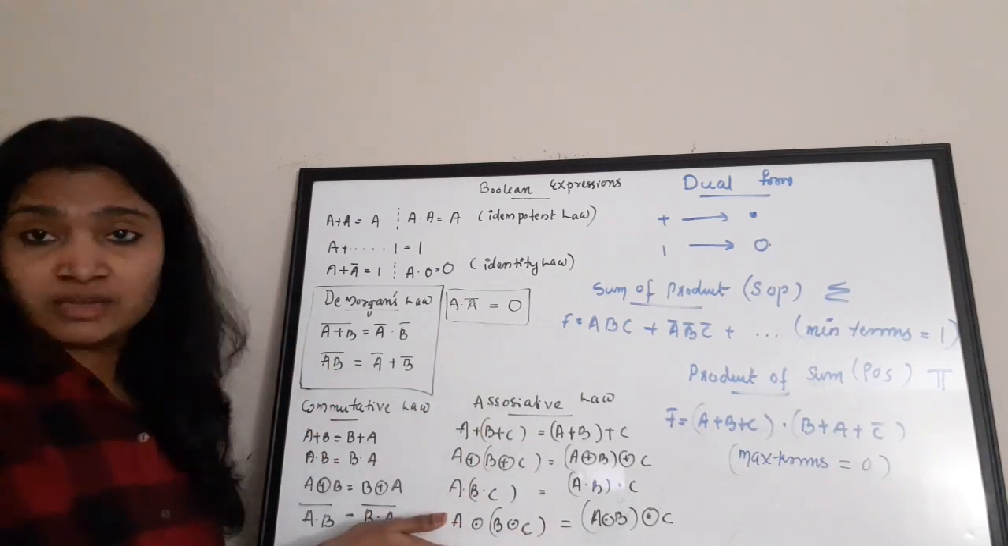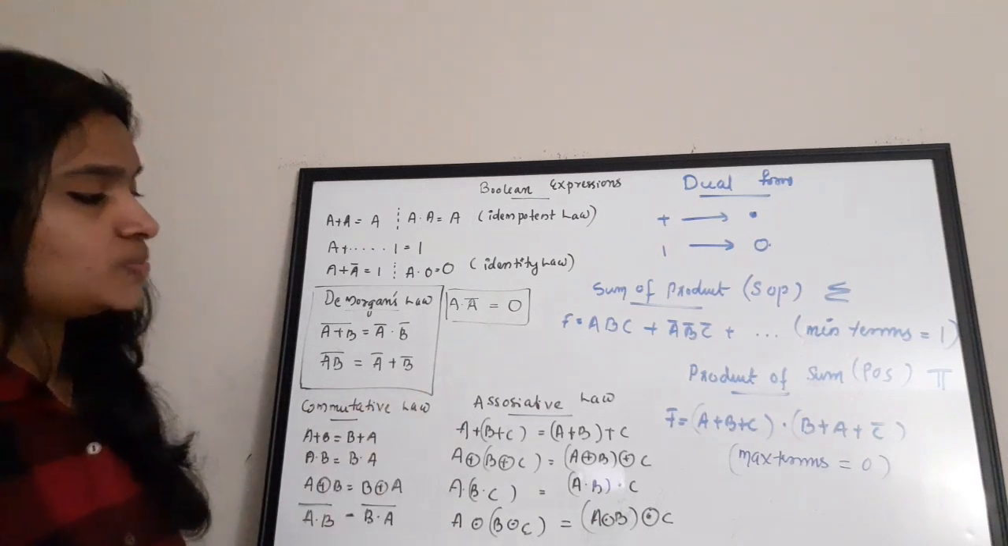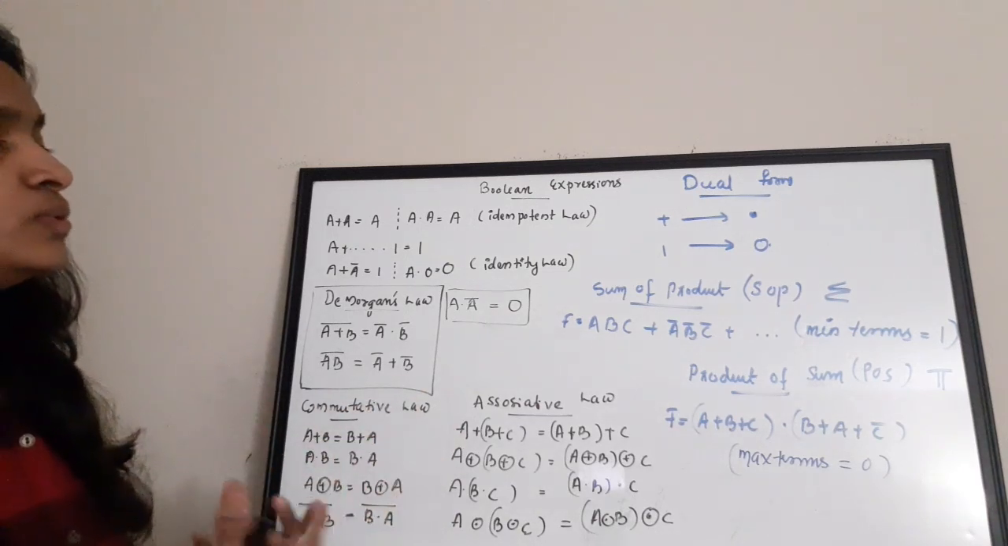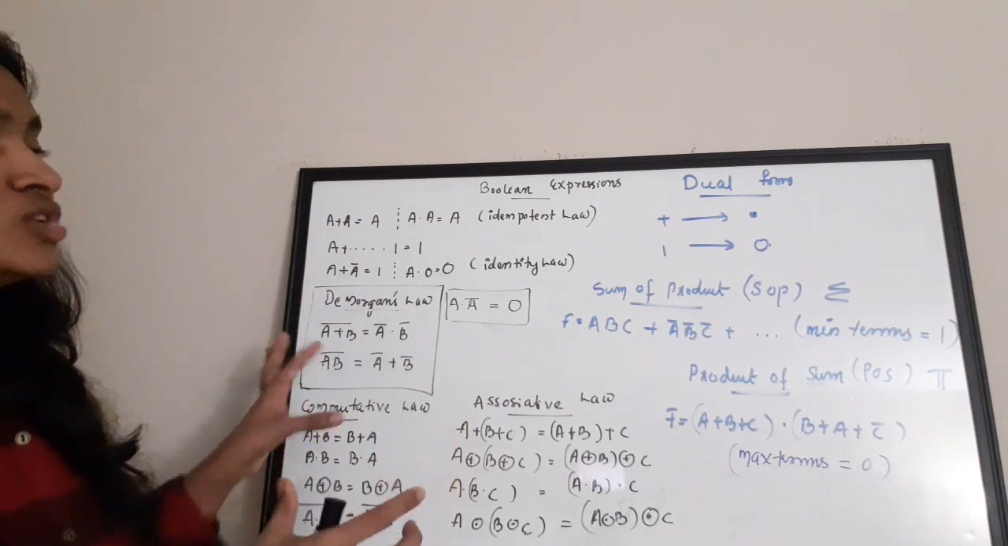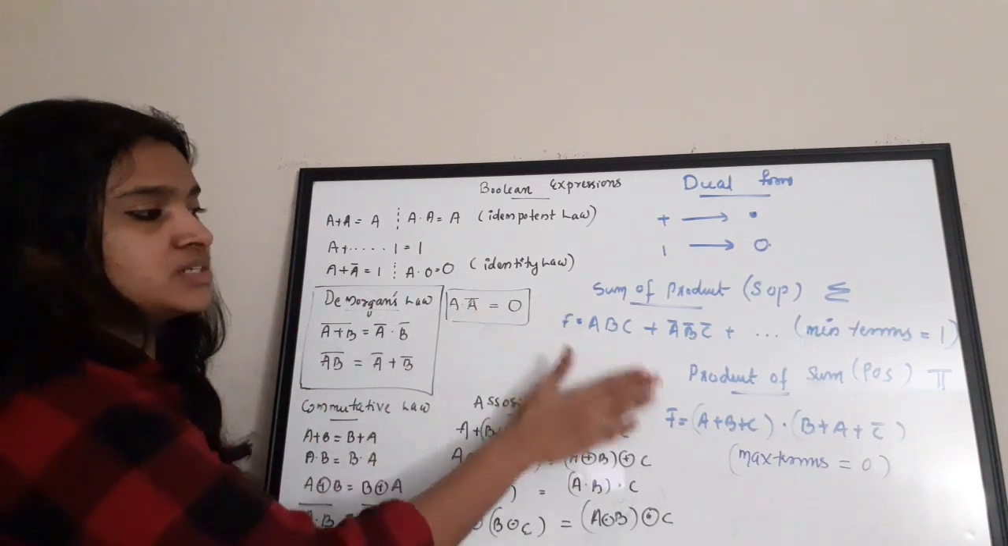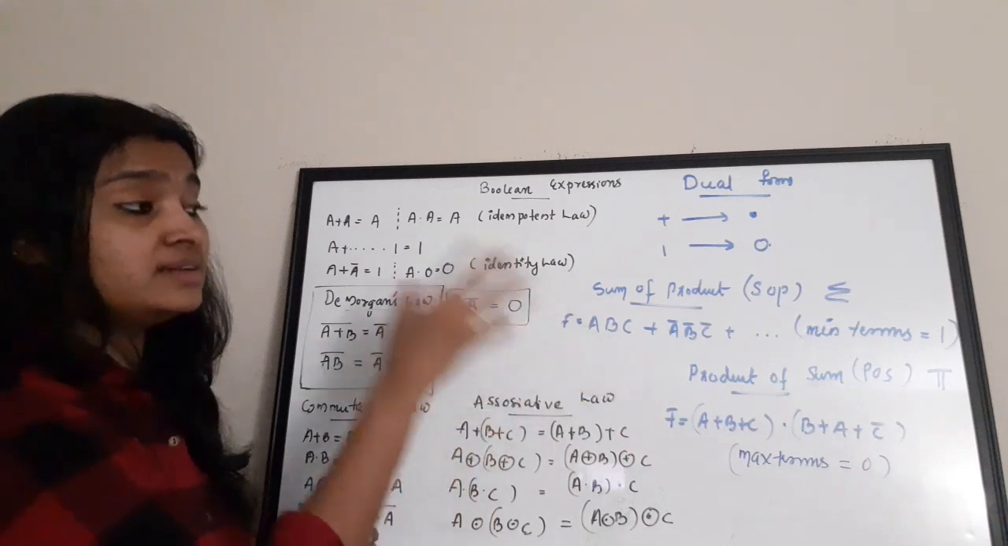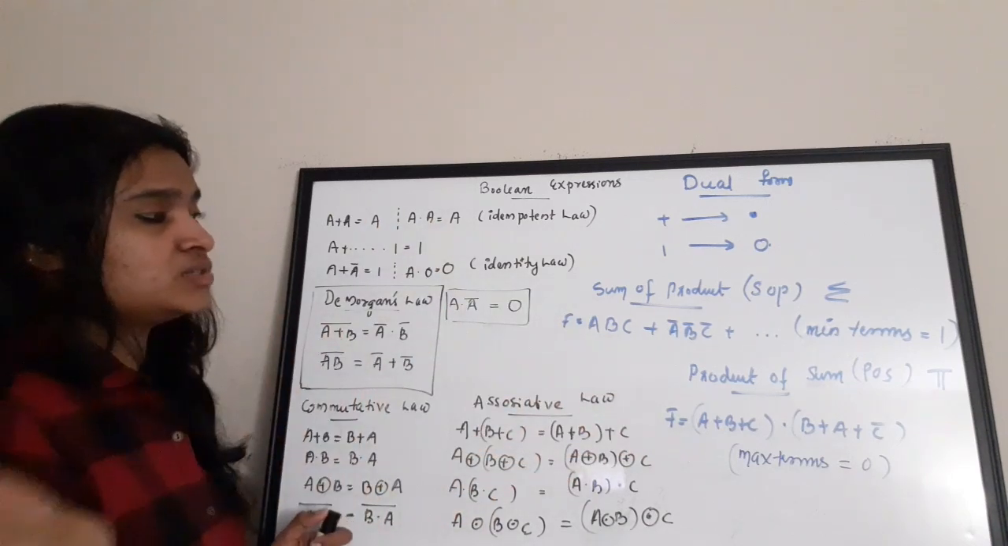So this is very important because I have seen some questions with the associative property. You can do it in a much faster way. Okay. Now moving on to another topic: sum of product and product of sum, which I have explained in detail in my K-map video. So please see that video.